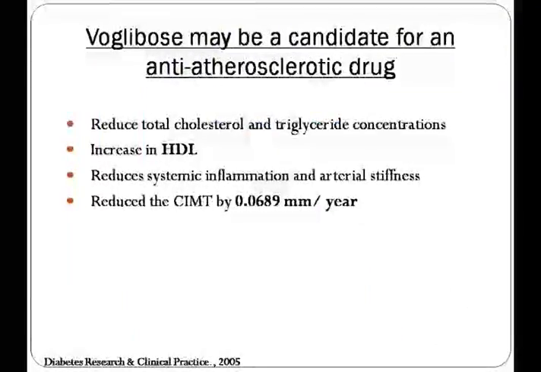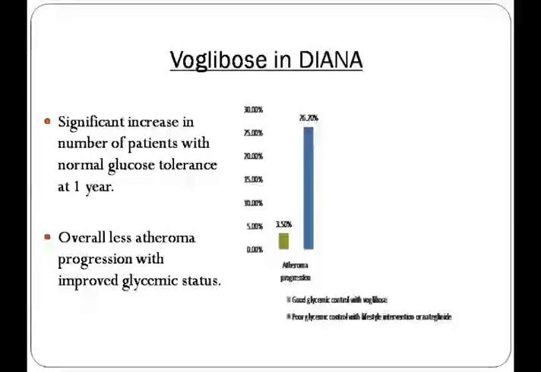Voglibose may be a candidate for an anti-atherosclerotic drug because it's been found to reduce total cholesterol and triglycerides, increase HDL, reduce systemic inflammation and arterial stiffness, and reduce the carotid intimal medial thickness by 0.0689 millimeters per year, which is a significant effect.